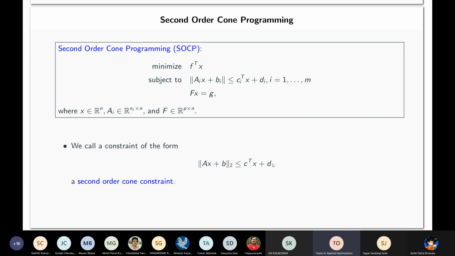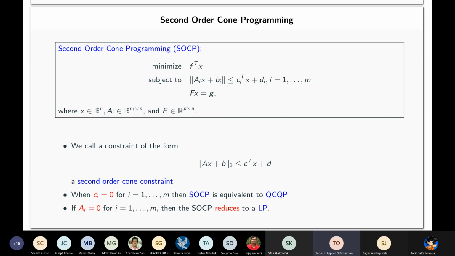Okay, so we call this a second order cone constraint. Again, if we put Ci to be 0 for all i, then SOCP will be equivalent to QCQP. And if Ai is equal to 0 for all i equal to 1 to m, this SOCP will reduce to LP.